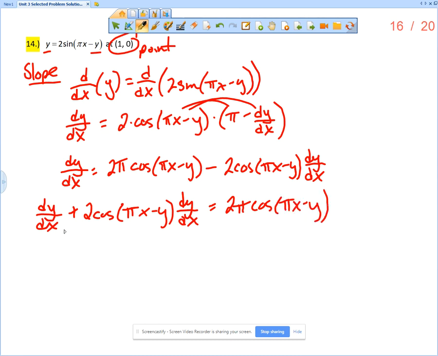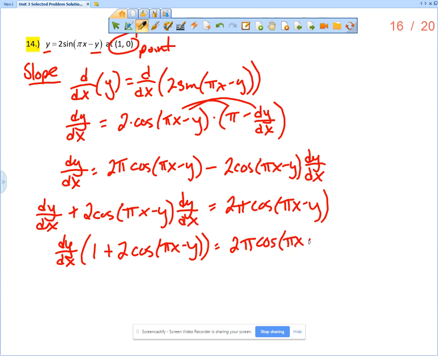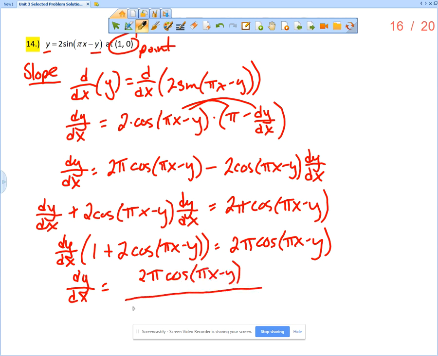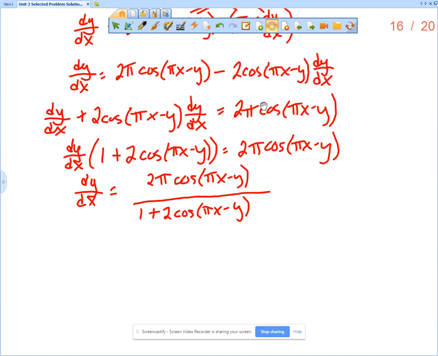Now I'm going to factor out dy/dx. So dy/dx times the quantity 1 plus 2 cosine of pi x minus y equals 2 pi cosine of pi x minus y. Now I'm going to divide. So dy/dx is equal to 2 pi cosine of pi x minus y divided by 1 plus 2 cosine of pi x minus y. Now that's dy/dx. Remember, dy/dx is a formula for the slope of the tangent.